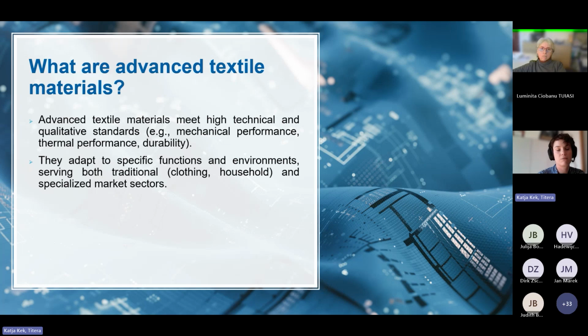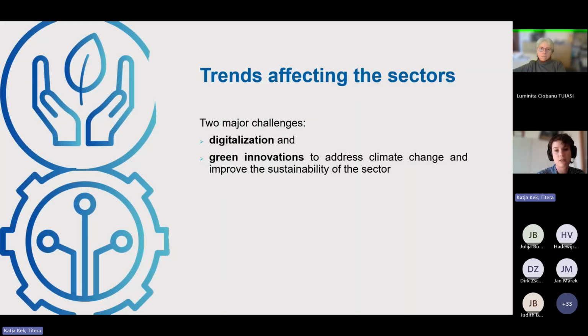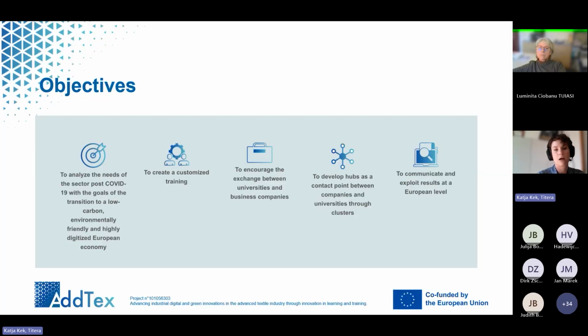And of course, they can serve both the traditional way that we know for clothing and household items, and also the specialized markets, as for example construction or personal protective equipment. And as many other industries, the textile one is also still facing challenges, mostly the ones dealing with digitalization and green innovations. And throughout this 36-month initiative, there were 5 different objectives.